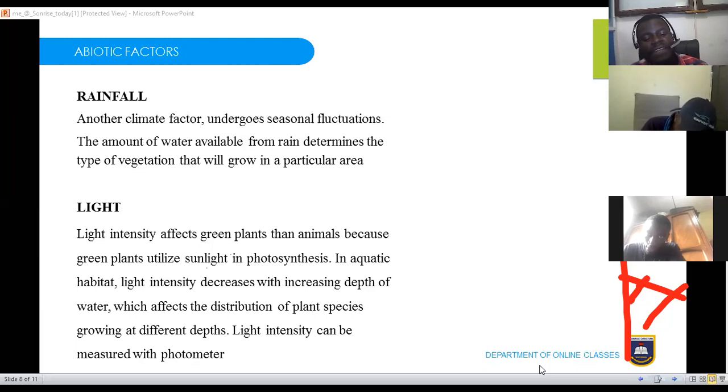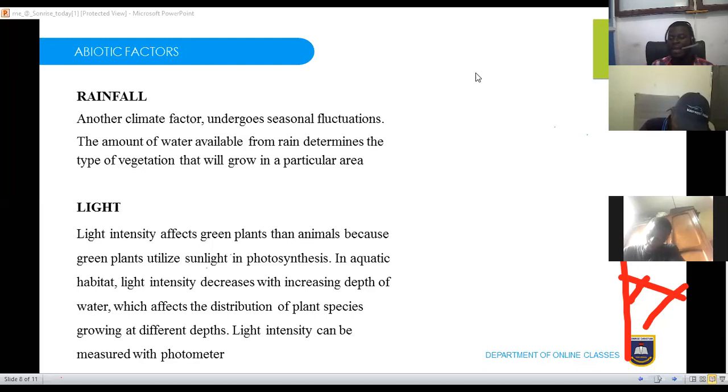Now, light intensity affects green plants more than animals, because it is the green plants that utilize the light for photosynthesis. I hope that statement makes sense to you. In water, light intensity decreases with increasing depth of the water, all right? And that affects the type and distribution of plant species growing at the different depths. So if you take the river ecosystem, for instance, you will see more plants at the edges of the river, all right, or what some people call the river mouth.